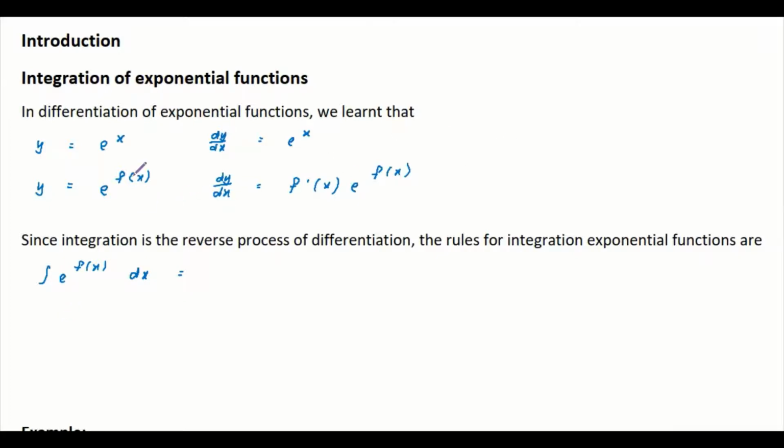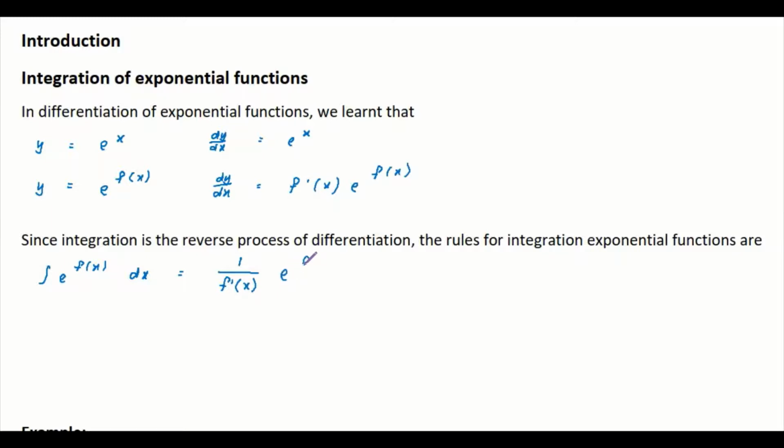You see what we did just now: we differentiate the function that we have as indices, then we multiply, and the other one is just copied exactly the same. So if it's the reverse, what is the reverse process of multiply? It will be divide. So when we do e to the power of f(x) and try to integrate it, what will we get? We will get 1 over the integration.